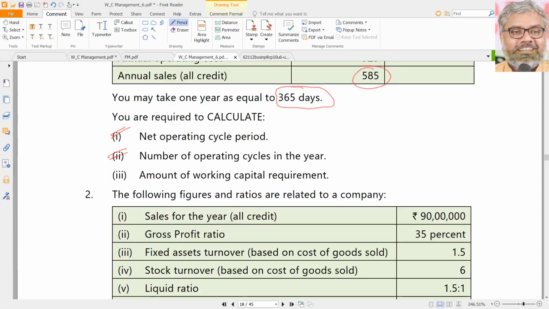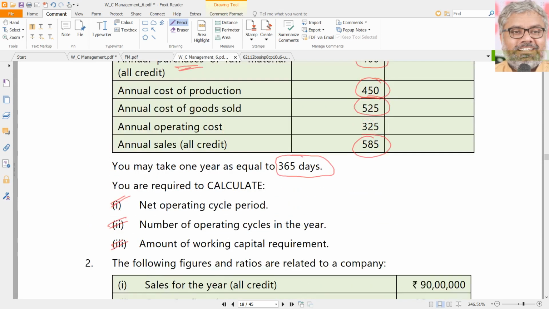The third question asks the amount of working capital requirement. How to get the amount of working capital requirement? Simple. Annual operating cost divided by the number of operating cycles. So here 325 lakhs is the annual operating cost, which is given directly. That is for the entire year. So at every time do you need 325 lakhs? No need, because the operating cycle rotates not just once, it rotates 2.5 times. So each time how much do you require? That is the working capital requirement.